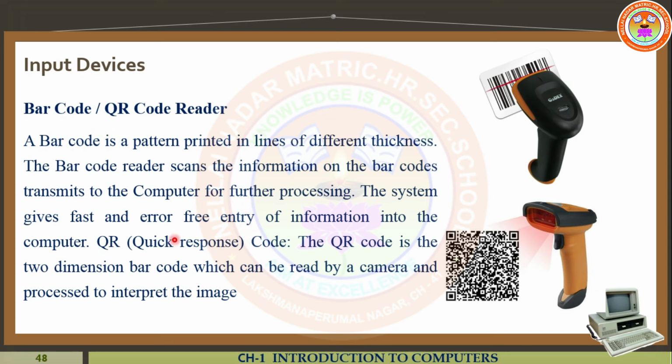Then another one is the QR code, the quick response code. The QR code is a two-dimensional barcode which can be read by a camera and processed to interpret the image. That is the main purpose of both the barcode and QR code reader. Both contain product information.